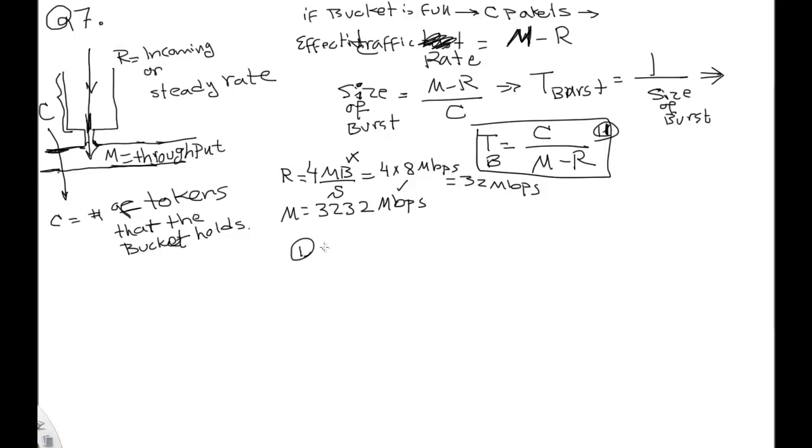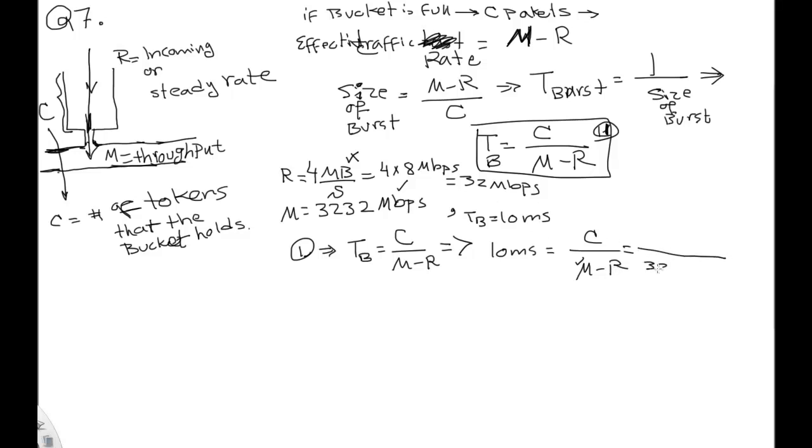From equation number 1, we know that the time of burst is going to be C over M minus R. We know that the time of burst is 10 milliseconds. So 10 milliseconds is going to be C over M minus R. Now we know what M is: M is 32 megabits per second, and R is 32 megabits per second. So we've got 32 minus 32 megabits per second, and C is the size of the bucket.